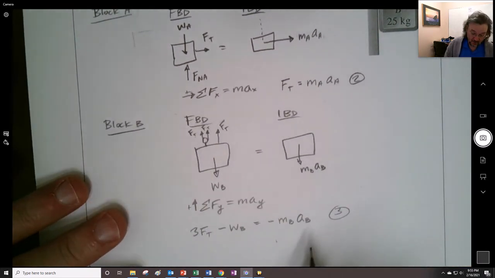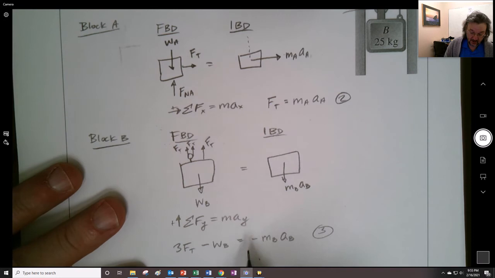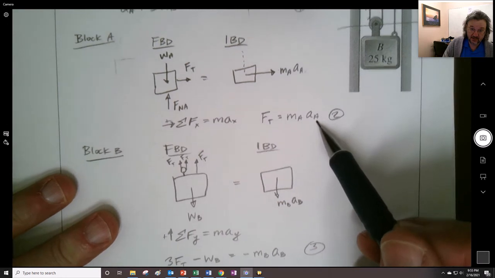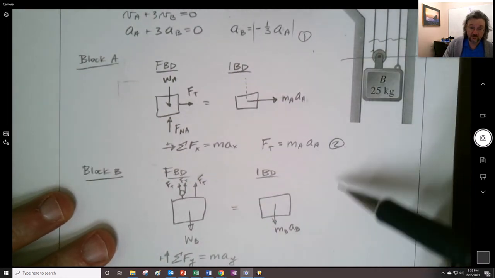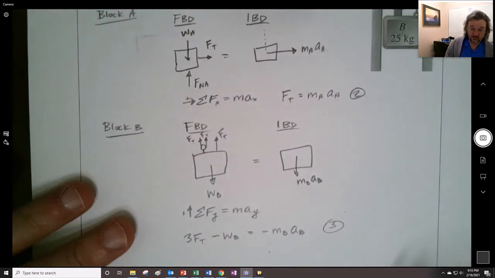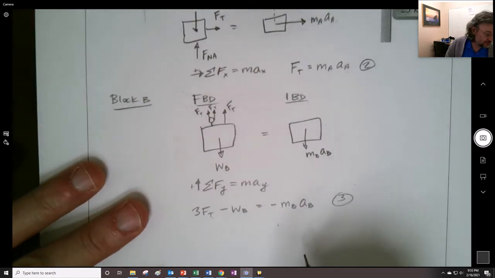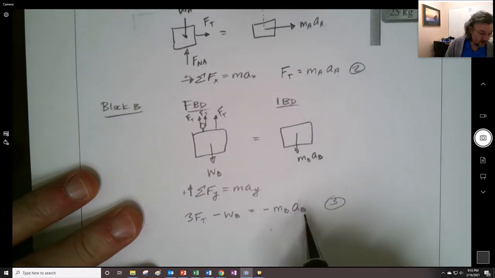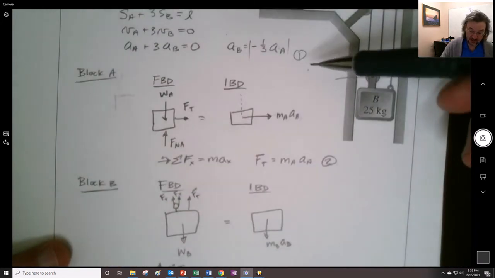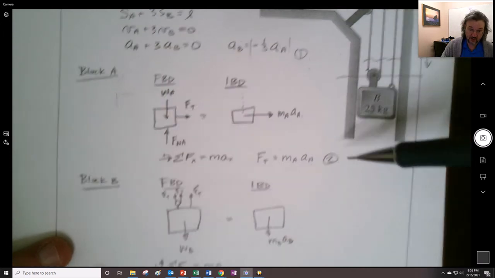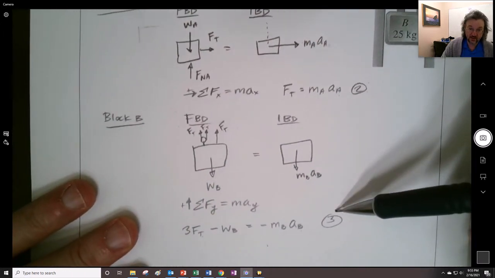So what we have here is 3 unknowns. We don't know the tension, we don't know the acceleration of b, and we don't know the acceleration of a. But we have 1, 2, 3 equations. 3 equations, 3 unknowns. We can do that. So we replace all of these things. What I do is I take equations 1 and 2 and I put them into 3, right?